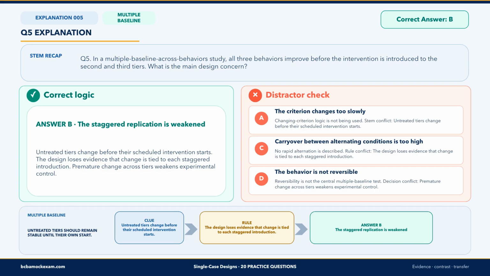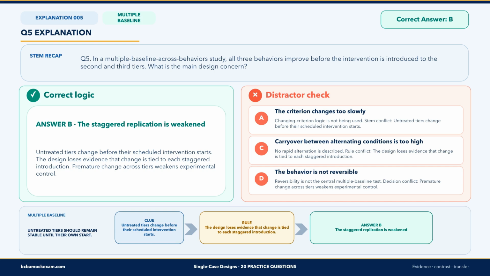Our answer is B. The staggered replication is weakened. What the answer must explain is that untreated tiers change before their scheduled intervention starts. Premature change across tiers weakens experimental control. This follows because the design loses evidence that change is tied to each staggered introduction. One alternative takes a different route. The criterion changes too slowly.